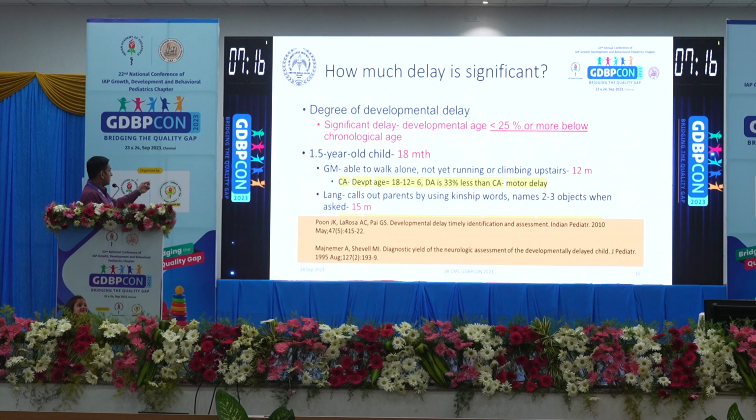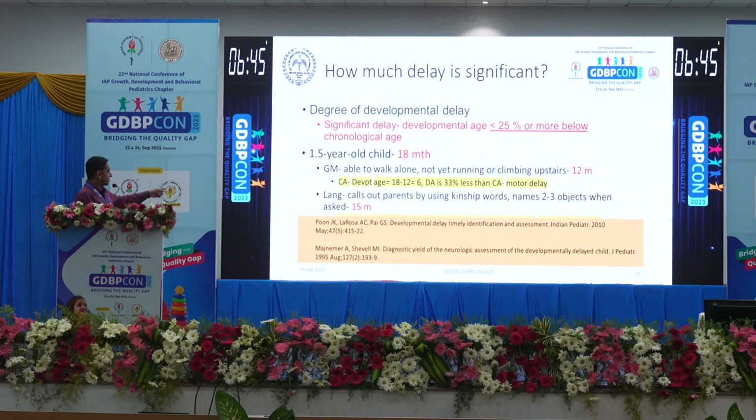For example, I have shown a calculation here. The gross motor milestone of a 1.5-year-old child: the child can walk alone but is not yet climbing upstairs. So the child has attained something corresponding to a 12-month level. For an 18-month-old child, 12 months is 33% below the chronological age. The difference between the chronological age and developmental age is 6 months, which is a 33% delay. That is significant.